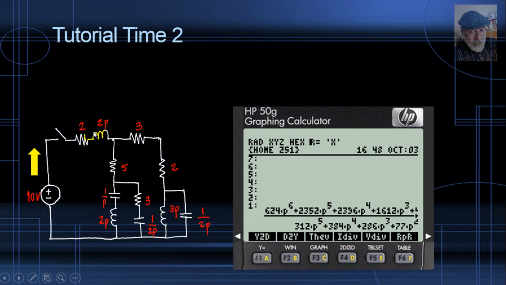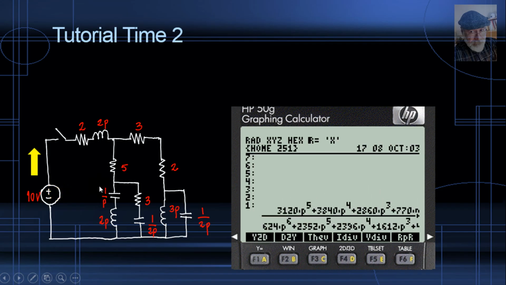That's right. That is the equivalent impedance seen by the source. Let's divide 10 by that. 10, swap, divide. That is the current in the source. You say, no, that is not the current in the source. It's not. What that is, is the differential equation whose solution is the current in the source. What is the order of that differential equation? Oh, check this out. It's a sixth order differential equation.